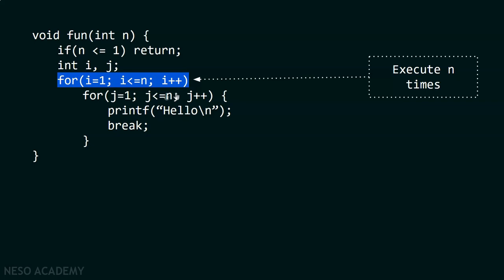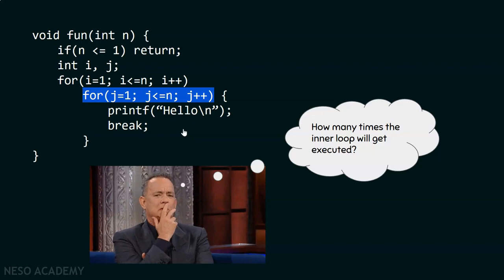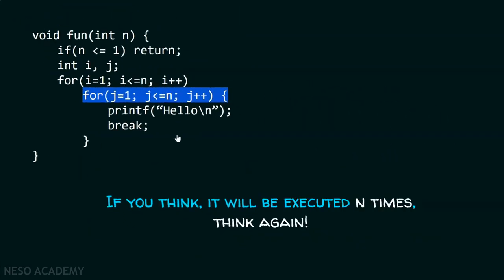Now let's come to the inner loop. This is very important, let me tell you. Here also, this loop is running from 1 to n, and there is obviously an increment of one step. Now my question is, how many times the inner loop will get executed? If you think it will be executed n times, then you need to think again. I want you to think about this because this is very important. Here if you think that this loop will execute n times, then you need to think again, because there are some other statements you need to figure out in this case.